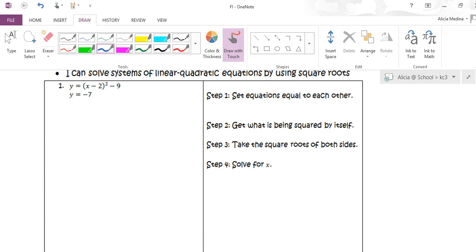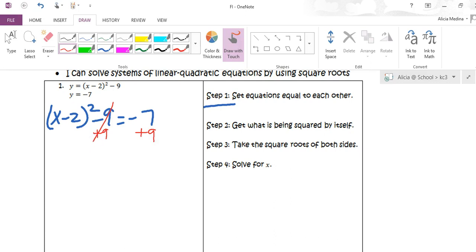So the first step is set the equations equal to each other. So same as before, (x minus 2) quantity squared minus 9 equals negative 7. That is step 1. Step 2, it says get what is being squared by itself. So right now I have that minus 9 over there, and I have to get rid of it. So I do the inverse, which means I add 9 to the other side.